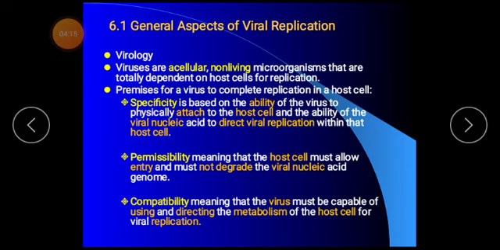Specificity is based on the ability of the virus to physically attach to the host, and the ability of the viral nucleic acid to direct viral replication within that host. For instance, we have the virus in its host. That ability, the function or the system that is used to attach to that host, is what we call specificity of the virus. And permissibility means the host cell must allow entry and must not degrade the viral nucleic acid genome. This is what we call permissibility.